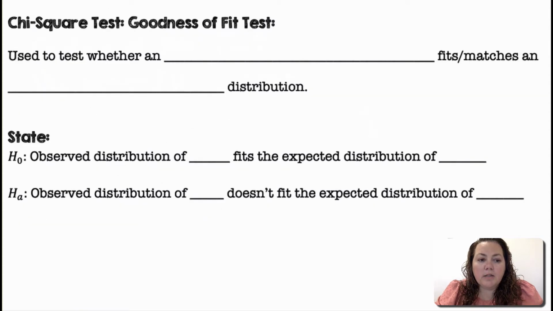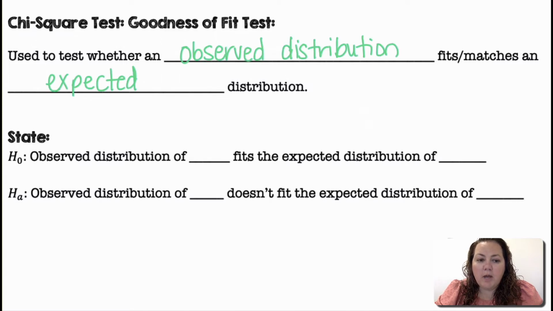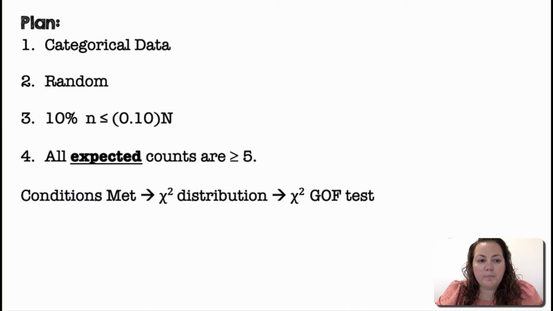All right, so chi-squared test for goodness of fit is used to test whether an observed distribution fits or matches an expected distribution. So state: our observed distribution of, your context goes here, fits the expected distribution of context. The alternative would be the observed distribution of your context doesn't fit the expected distribution. You're going to write these out in sentence form.